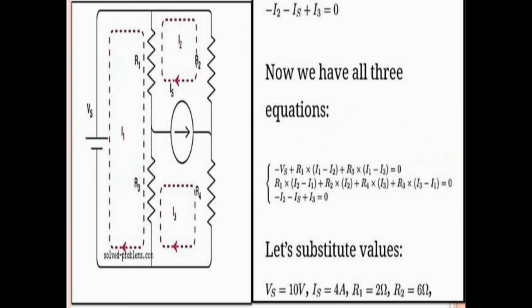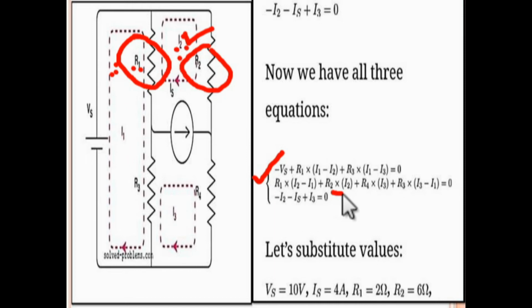Okay, and then the combined mesh of the second and third meshes. So start from here. R1 into I2 minus I1, as you can see over here, this is the second mesh equation. We will start from the R1 branch. So for R1, there are two currents: I2 in this mesh, and I1 in the other mesh. So R1 into I2 minus I1 plus R2 into I2. I2 is associated with this second mesh current.